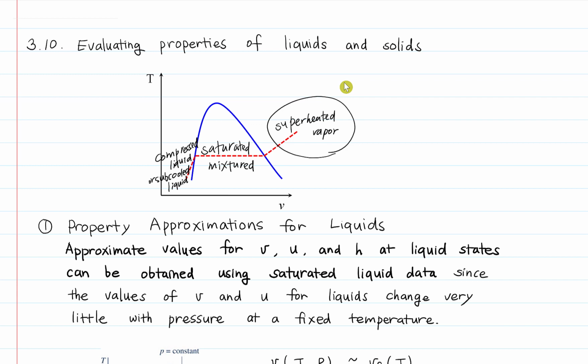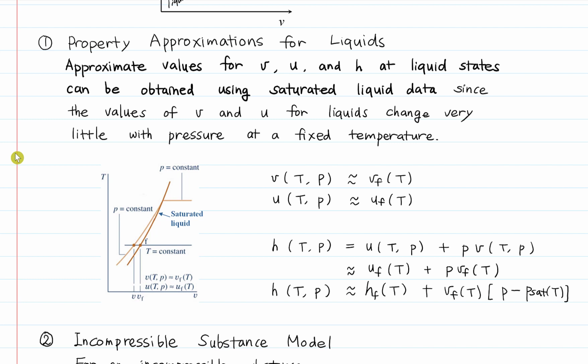So how do we evaluate the properties of liquids without the thermodynamic property tables? There are two other methods to evaluate them. First method: property approximations for liquids. Properties of liquid are not strongly dependent on the pressure, so the compressed liquid is often approximated by the saturated liquid. We treat the compressed liquid as saturated liquid at the given temperature.